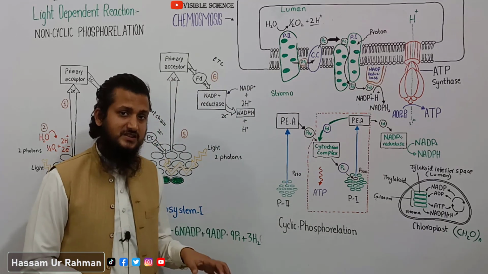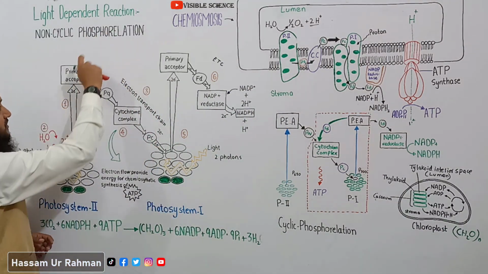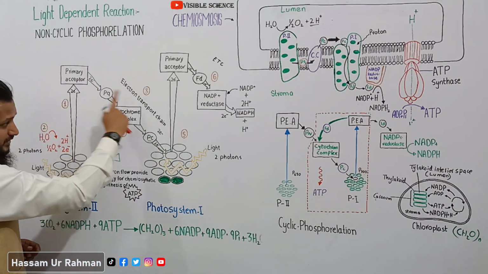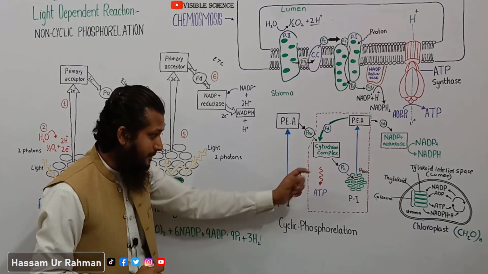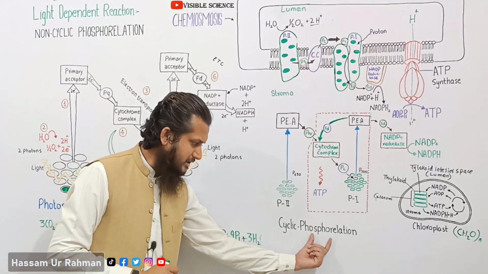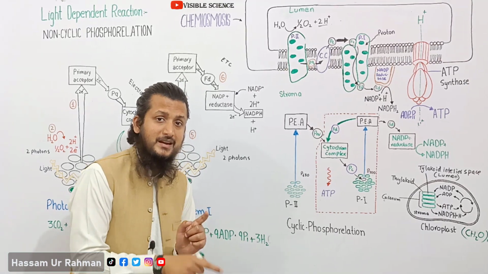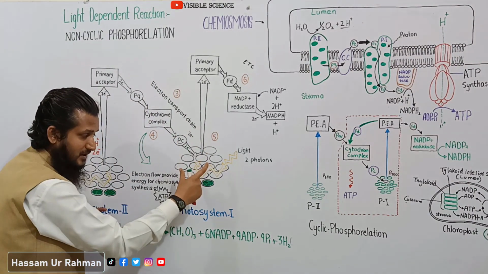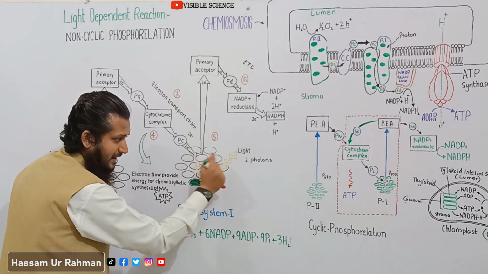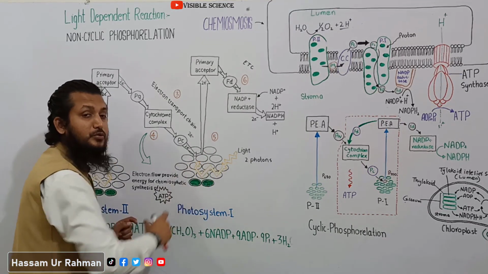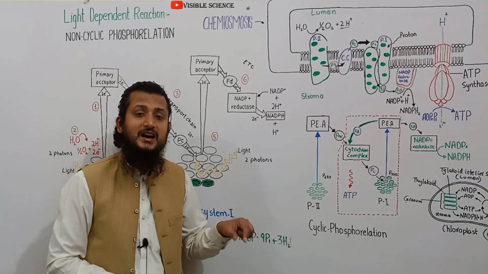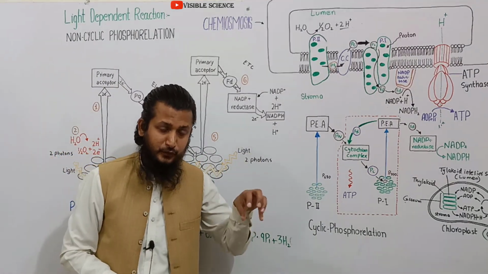Here we will just discuss about the light dependent reaction, which may be non-cyclic phosphorylation and which may be cyclic phosphorylation. Phosphorylation means production of ATP, and here in the case of light dependent reaction, solar energy, light from the sun is utilized to produce ATP, and that is why it is also called photophosphorylation.